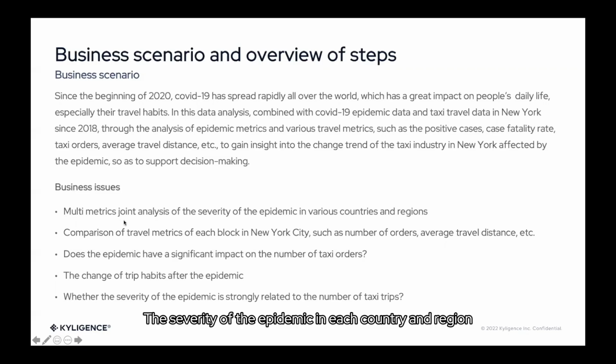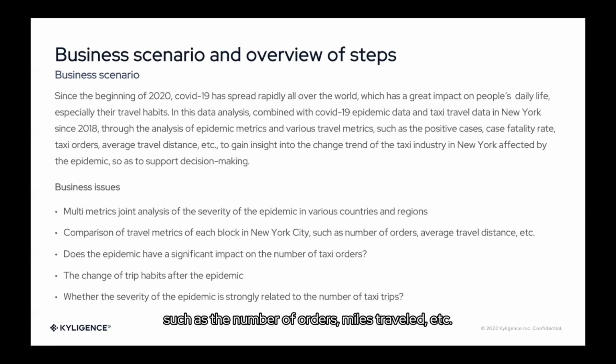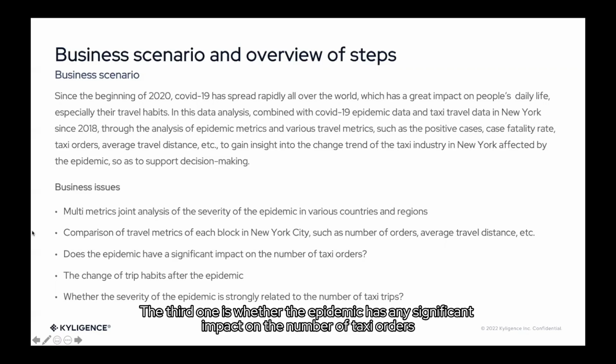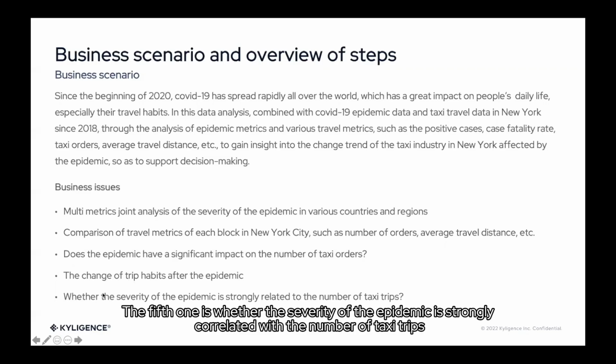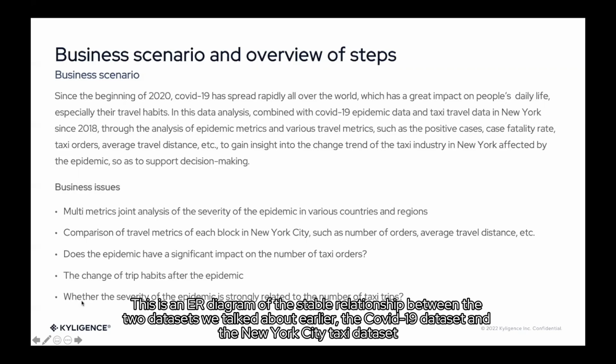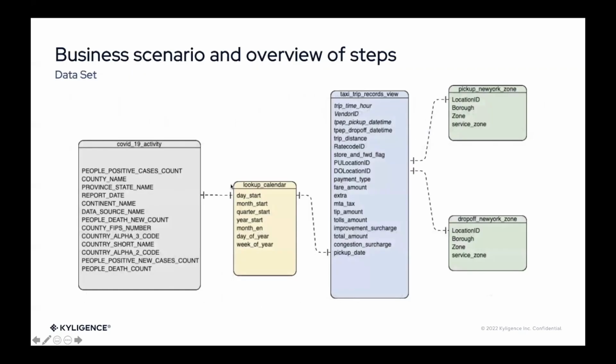The first is a joint multi-indicator analysis, the severity of the epidemic in each country and region. The second is a comparison of travel metrics for each block in New York City, such as the number of orders, miles traveled, etc. The third one is whether the epidemic has any significant impact on the number of taxi orders. The fourth one is to analyze the change in travel habits after the epidemic. The fifth one is whether the severity of the epidemic is strongly correlated with the number of taxi trips.